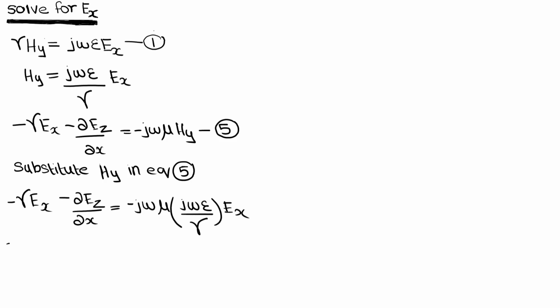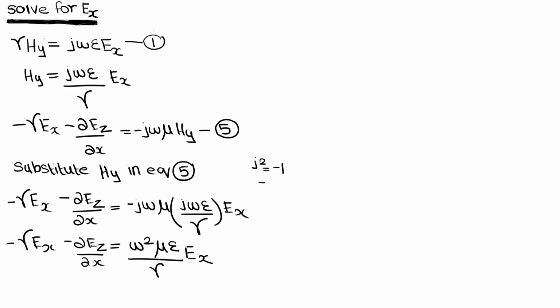Now we will get minus gamma Ex minus dou Ez upon dou x equal to omega square mu epsilon upon gamma Ex. The terms containing Ex are taken to one side, and also j square equal to minus 1. So minus 1 into minus 1, that is 1. So that is how we got omega square mu epsilon upon gamma into Ex.